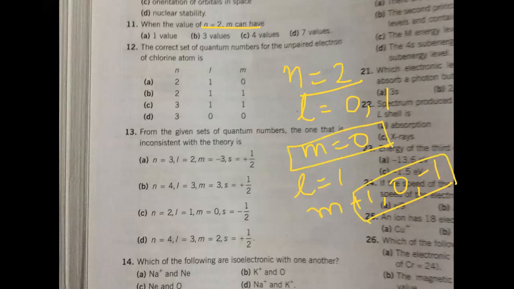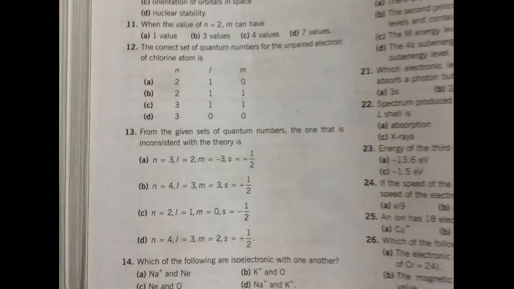Miss, how will it be 4? Alright. Because it's common values, no 0. Because for L equal to 0, we are taking m equal to 0 also. See, it is talking about the permissible values.